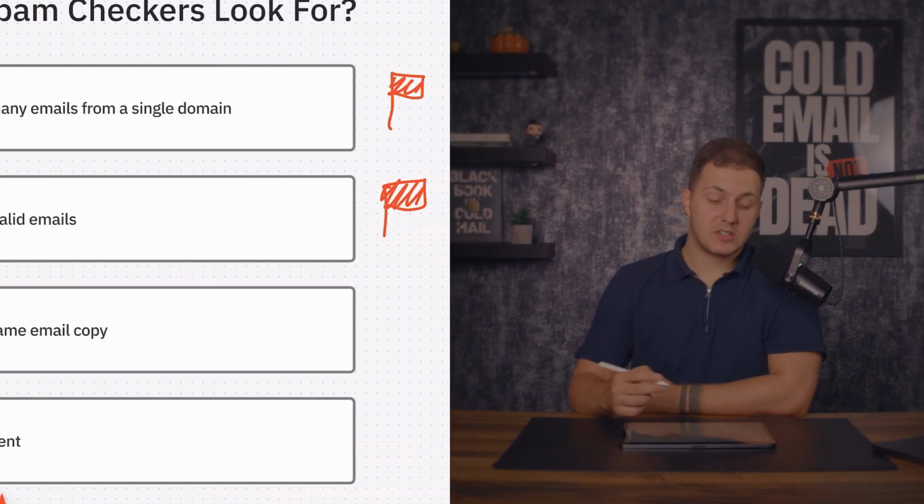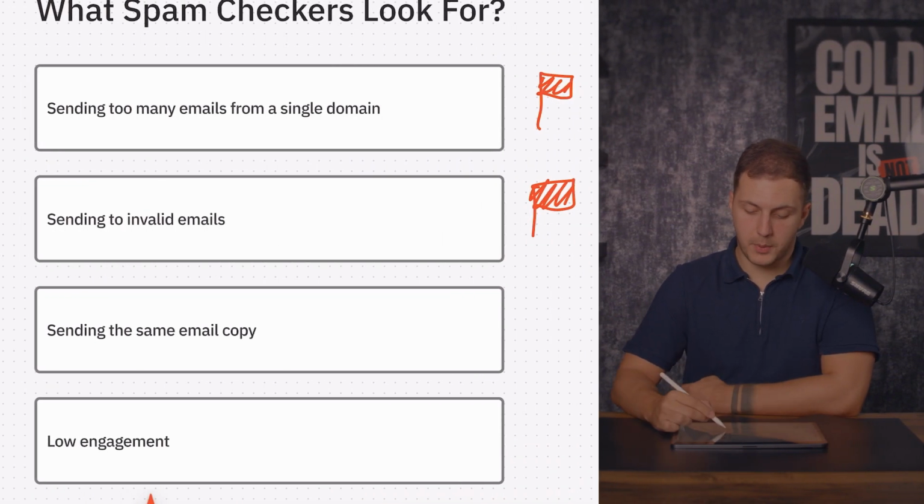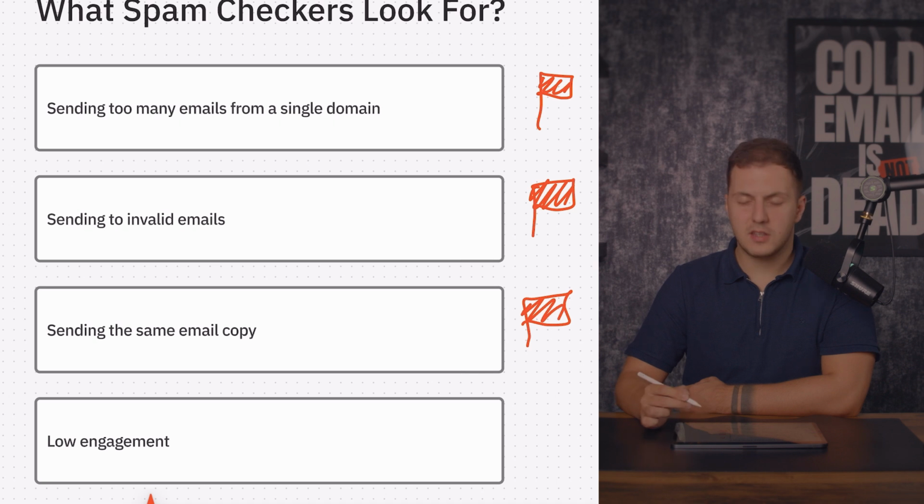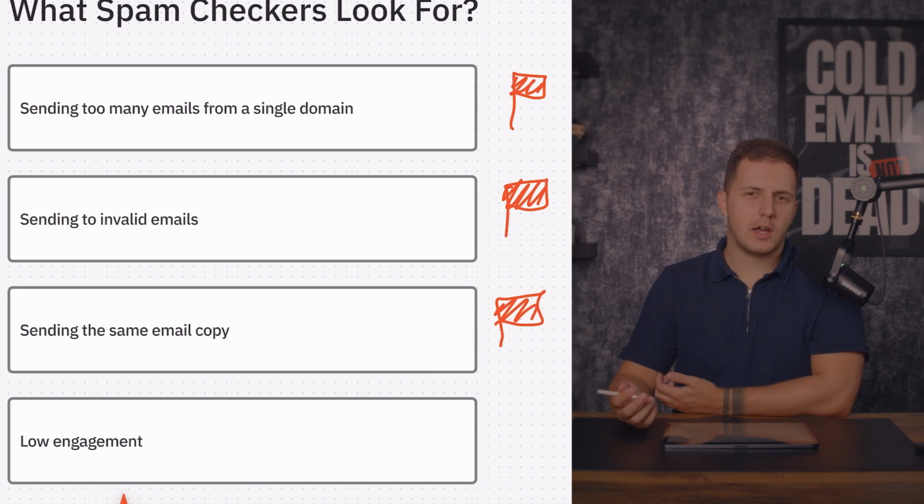The next red flag is sending the same email copy. If you were sending emails manually, most likely every single email would be at least slightly different. So if you send the exact same email template to the entire list, it's a huge red flag and indicator that you're mass blasting emails to purchased lists, which Google, Outlook, and other email providers don't really like.